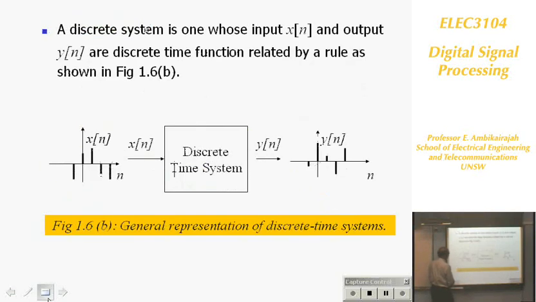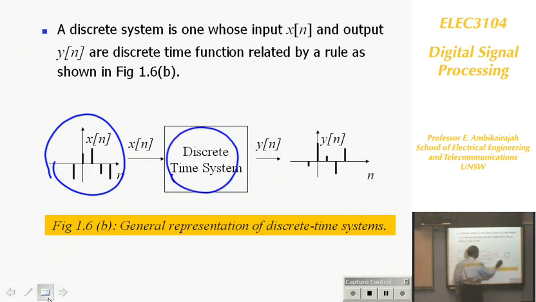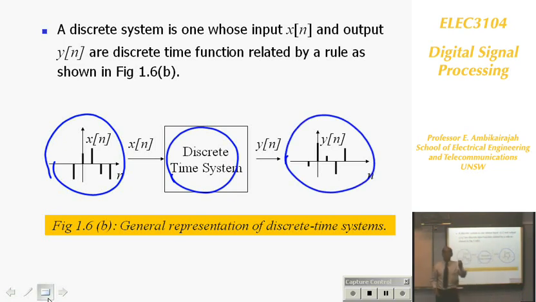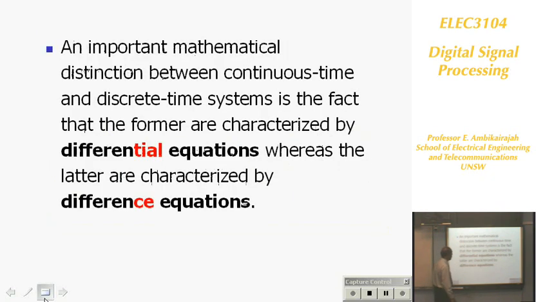Let's move on to the next one. Discrete system. I must give it a discrete signal. When I give a discrete signal to a discrete system, I get a discrete output. Now the question is, how do you define a discrete system? How do you define a continuous time system? Okay, let's look at that.